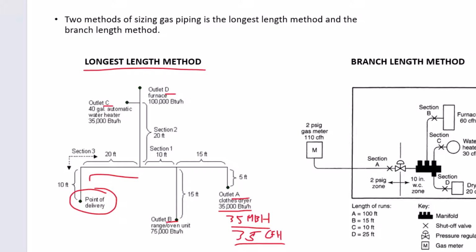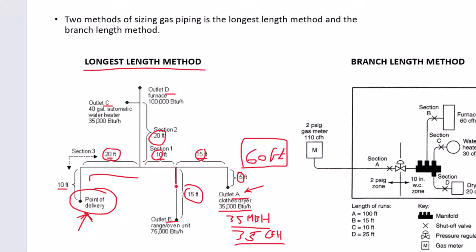And when you size things based on the longest length method, you want to find the length from the point of delivery here to the furthest fixture. So if you follow the sizing here, this is 20 feet. This section is 20 feet. Here we got 10, here 15, and here 5. So outlet A would be the longest length from the point of delivery that we see here. And that distance is basically 10 plus 20, 30, plus 10, 40, plus 15, 55, plus 5 is 60 feet. So this distance of 60 feet is the longest length in this system here. And this will be used to size every single pipe segment that you see here.